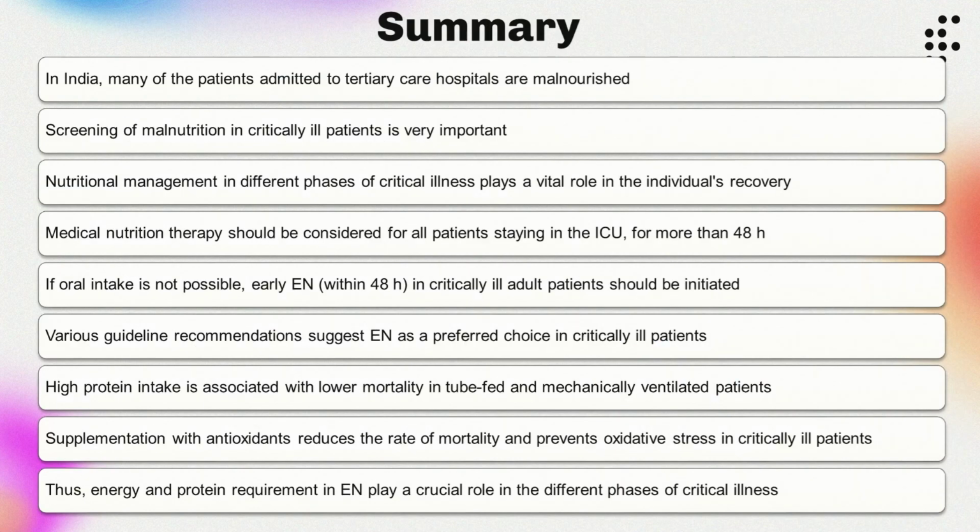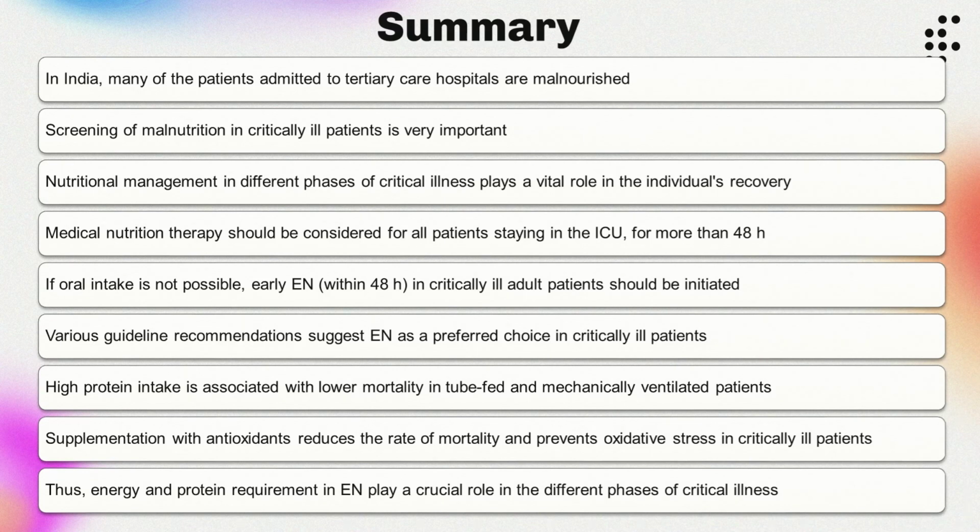To summarize, in India, many of the patients admitted to tertiary care hospitals are malnourished as compared to Western patients. Screening of malnutrition in critically ill patients is very important. All the patients in India should be screened for malnutrition. Nutritional management in different phases of critical illness plays a vital role in the individual's recovery. Medical nutrition therapy should be considered for all patients staying in the ICU for more than 48 hours.